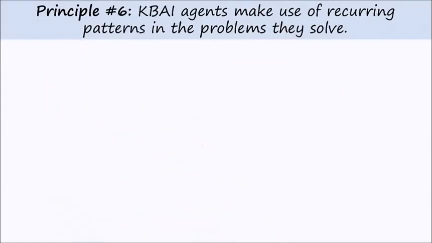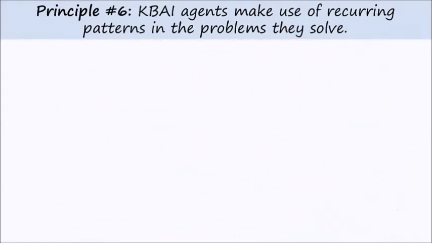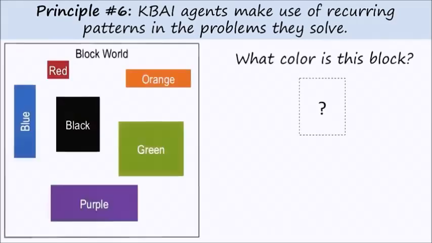Our sixth principle was that knowledge-based AI agents make use of recurring patterns in the problems that they solve. These agents are likely to see similar problems over and over again, and make use of the underlying patterns behind these similar problems to solve them more easily. We talked about this first with learning by recording cases. Here we assumed that we had a library of cases and that the solution to a former case would be the exact solution to a new problem.